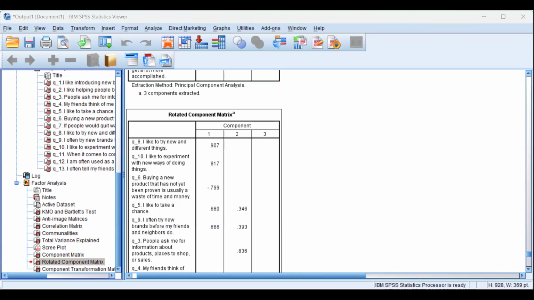Ma'am, when you're talking about the variances, so variances are from the mean. Which variances? Like you have explained in communalities and the other thing.